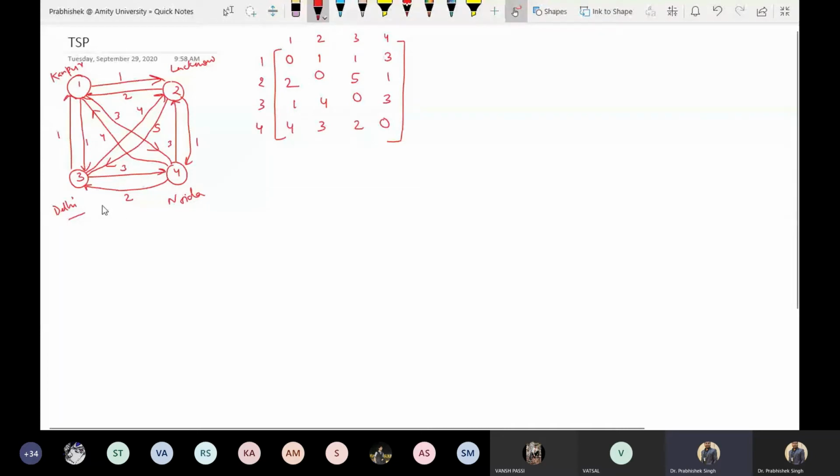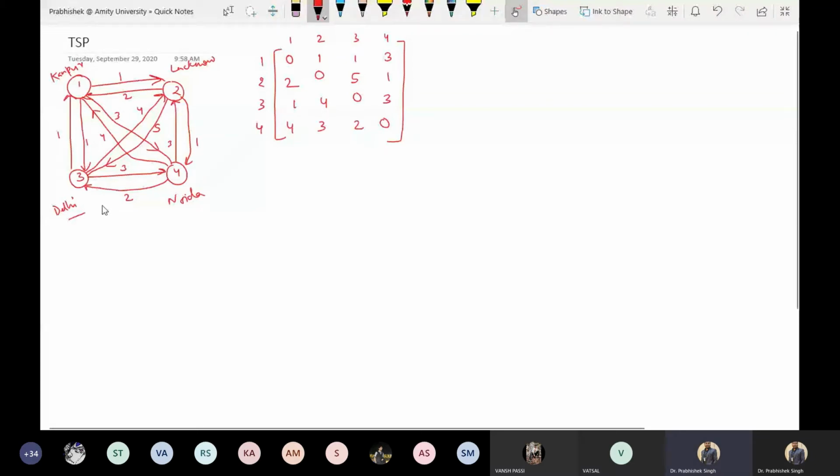So what will I do after selling my product? I have to travel to sell my product to Noida. I have to travel to sell my product to Delhi. And then what will I do after? I have to return back to Kanpur. This is the traveling salesman problem. Now I hope you understand the point. Here we have to go to that vertex and also return back to the source vertex.